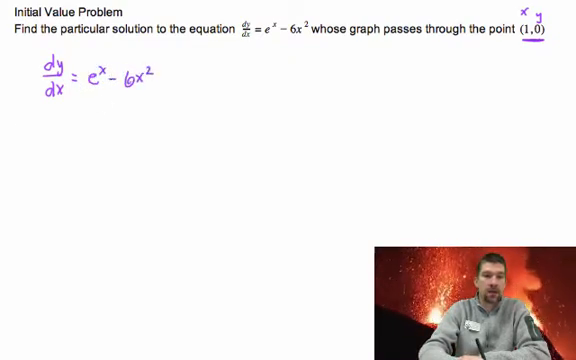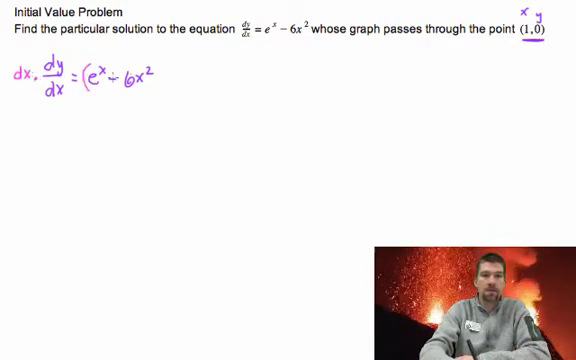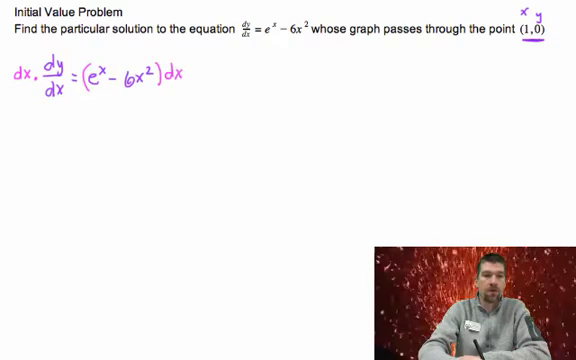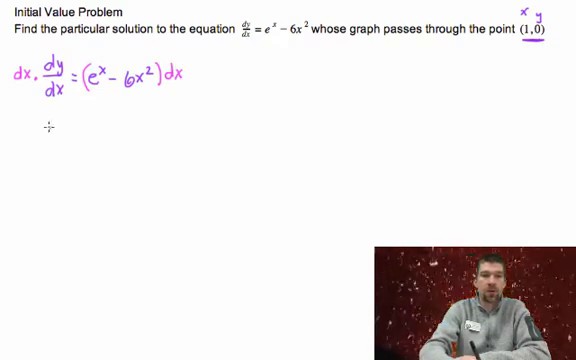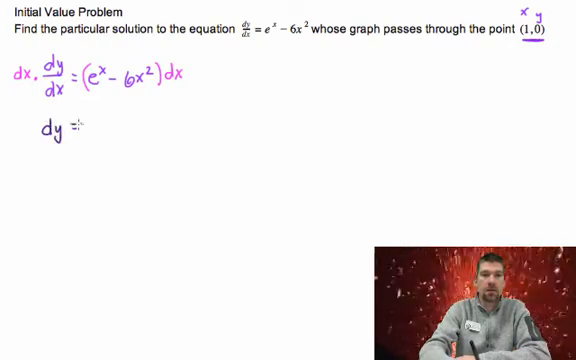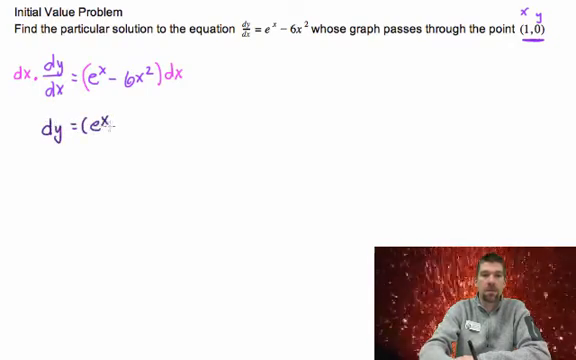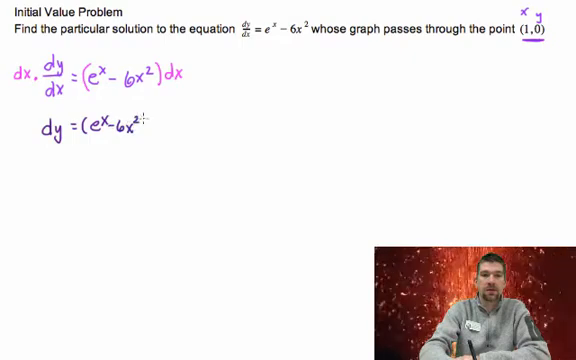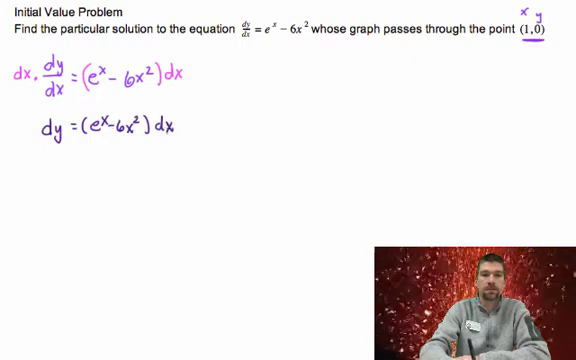And again, if we multiply both sides by dx, then what we're going to find is we have a setup where we've got dy equals e to the x minus 6x squared dx.